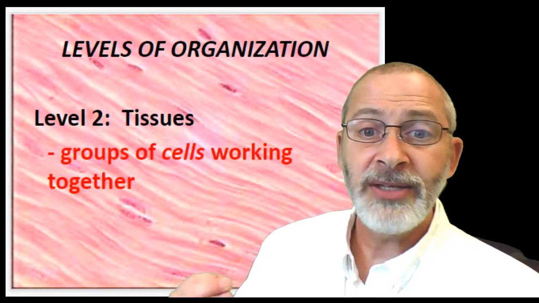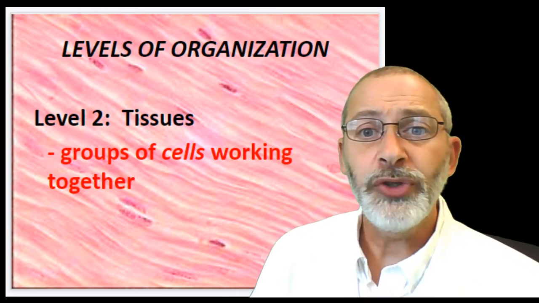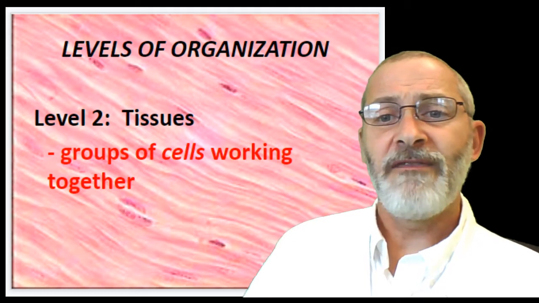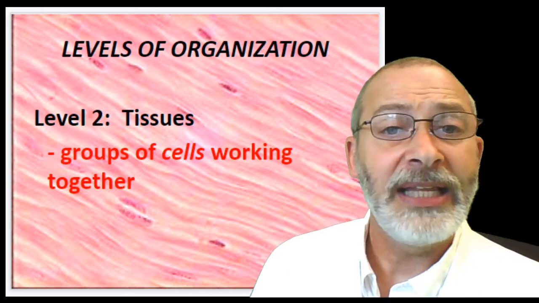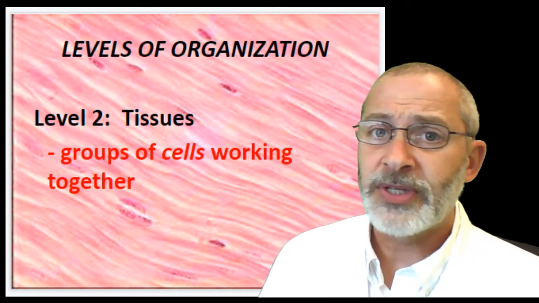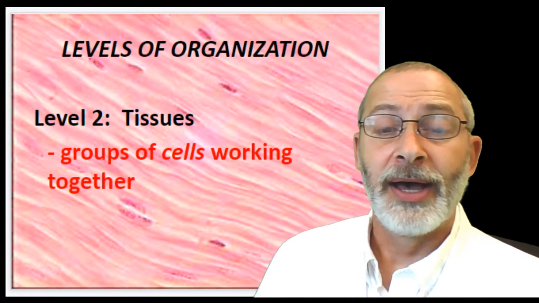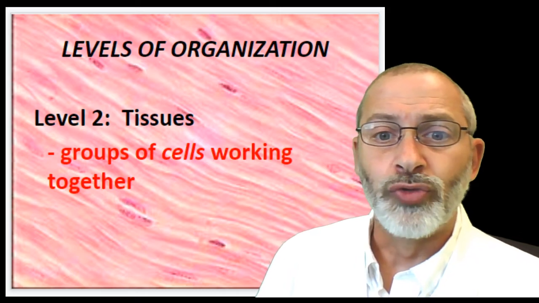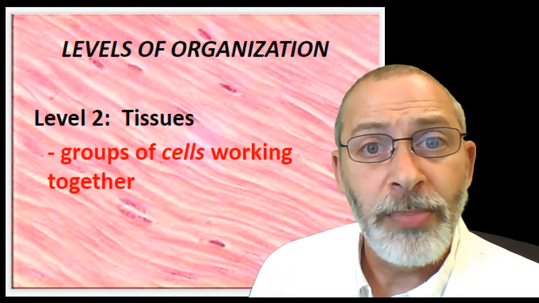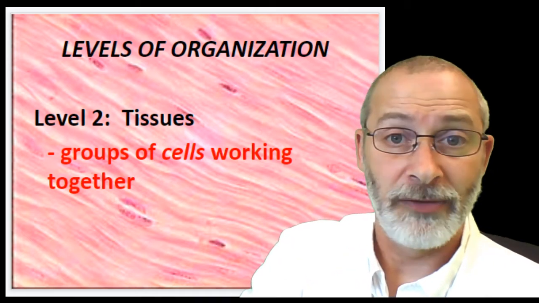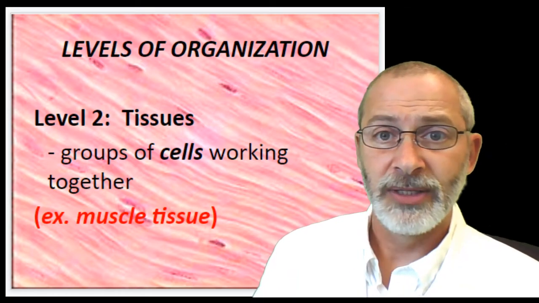Beyond level 1, we have, as you can probably imagine, level 2. Level 2 are groups of cells working together. And no, they don't have names like Kleenex or Scotties. Those are another type of tissue. But bodily tissue, organism tissue, are groups of cells working together, all with a common purpose and a common objective. An example of a tissue would be muscle tissue.